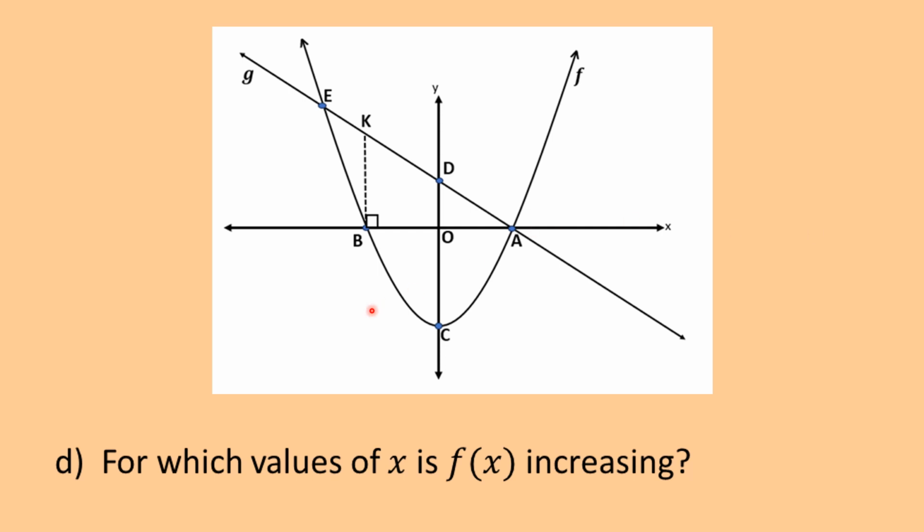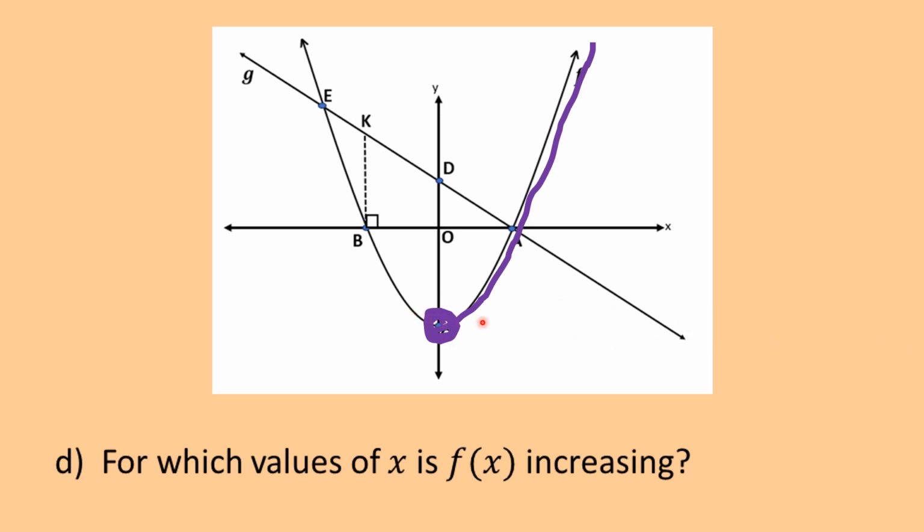Now they say to you, for which values of x is f of x increasing? So remember, from left to right. So it's going down, down, down, down, down, down, stop. And then it's going up, up, up, up, up. So it's increasing from, can you see here, from C all the way to infinity. So now what is the x value? Remember, for which values of x is f of x increasing? So at that point, the x value is 0 all the way to infinity.